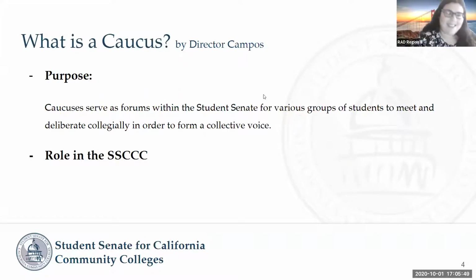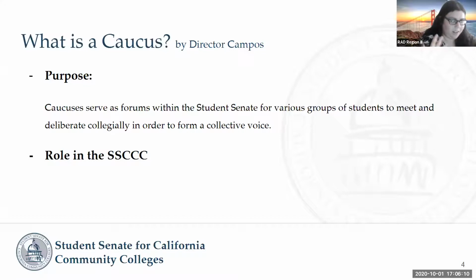You're here today to find out more about what a caucus is. The SSCCC caucuses are a forum within the Student Senate for many student groups to meet and deliberate collegially in order to form a collective voice.